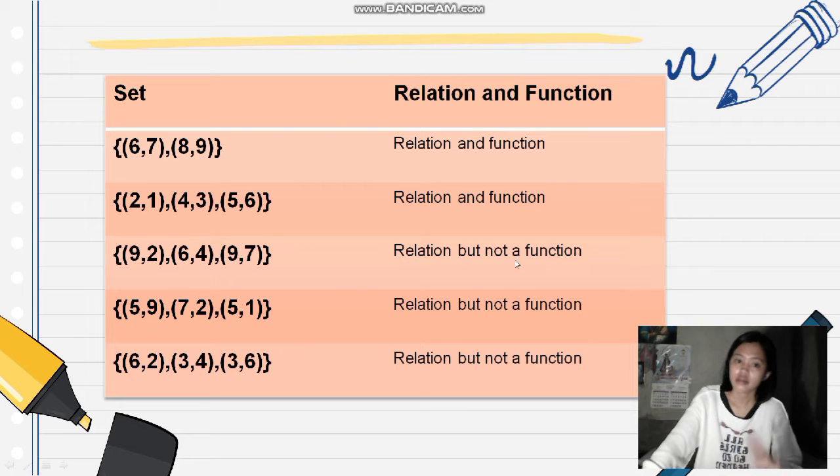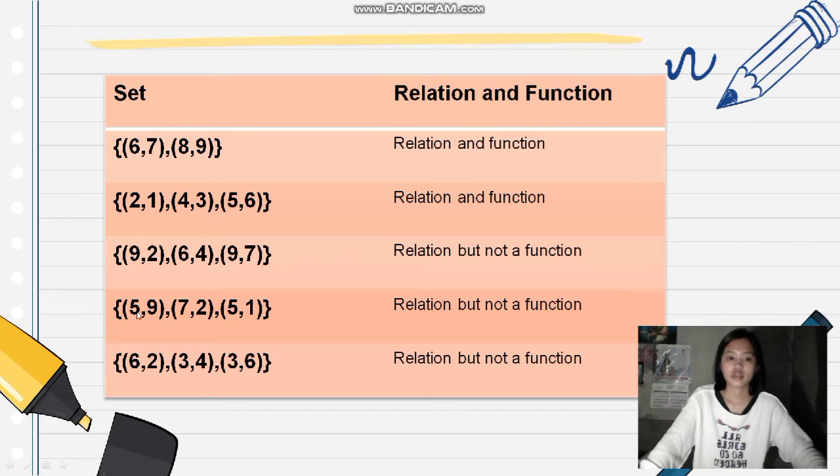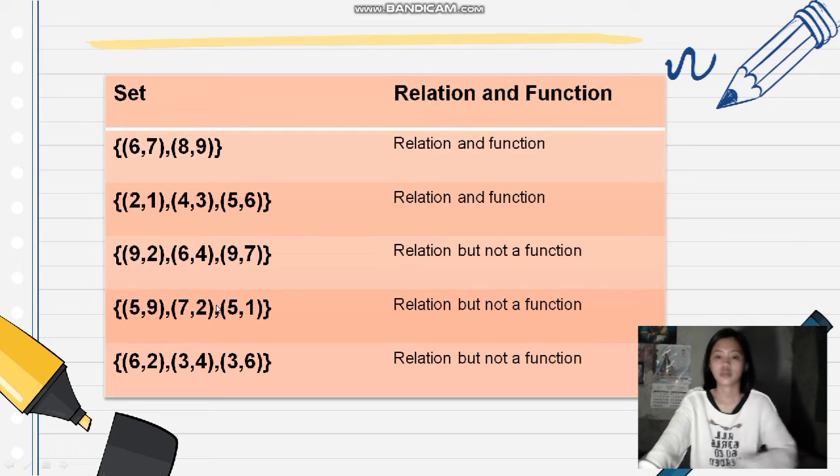So, hindi siya function. Relation lang siya. So, another example, (5, 9), (7, 2), (5, 1), and (3)... So, our set of ordered pairs is a relation, pero hindi pa rin siya function. Kasi yung 5 natin, which is yung first set of pairs, dito itong 5 at 9, tsaka 5 at 1, sa last ay naulit yung elements ng x natin. So, it's not a function.